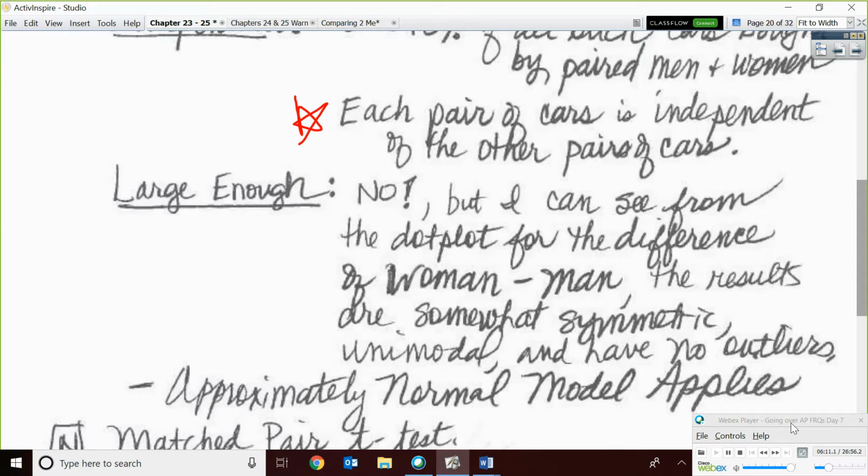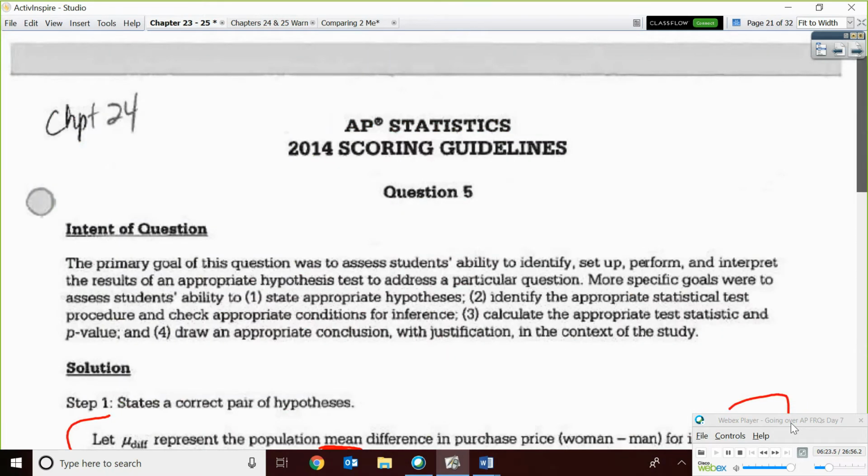Okay, so the dot plot for the differences between the women and men, the results are somewhat symmetric, unimodal, and have no outliers, so the approximately normal model applies. Okay, let's come over here and look and see exactly what they said.